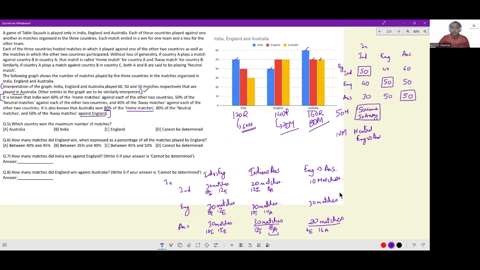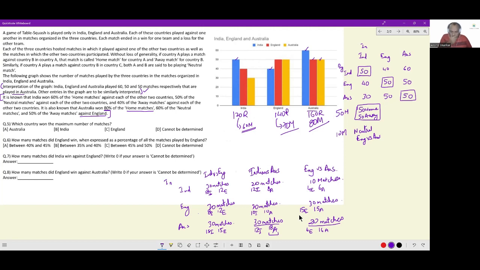60% of the neutral matches. Neutral matches for England, Australia were in India. So Australia won 6 matches here and 4 matches were won by England. And 50% of the away matches. So 15 were won by Australia and 15 were won by England. We have the distribution of each of these pairings of match. We know who won what matches.